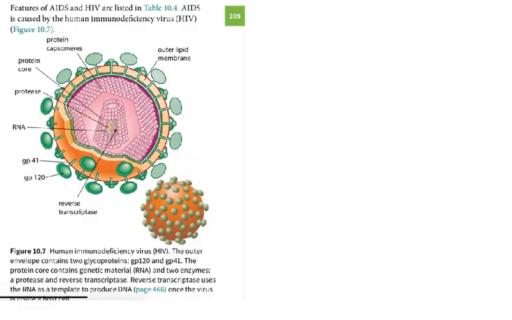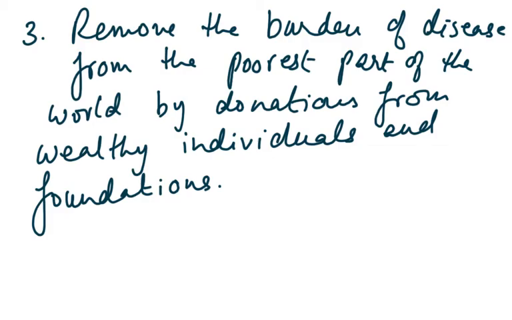So if we can develop a vaccine and give it to people, they will then not suffer from malaria. Now, the third most important point is the removal of the burden of disease. We find that the poorest part of the world has suffered from these diseases, so by donations from wealthy individuals and foundations, maybe we can help the poorer countries to recover. Number one, because they suffer the burden of the disease, plus they suffer economically. Because when people don't come to work, then the economy of the country is also affected. So these were the points which I had missed out for malaria.